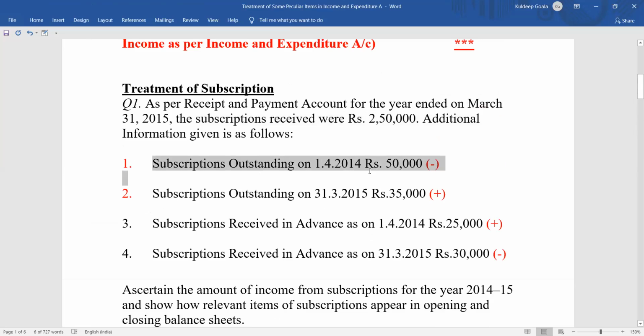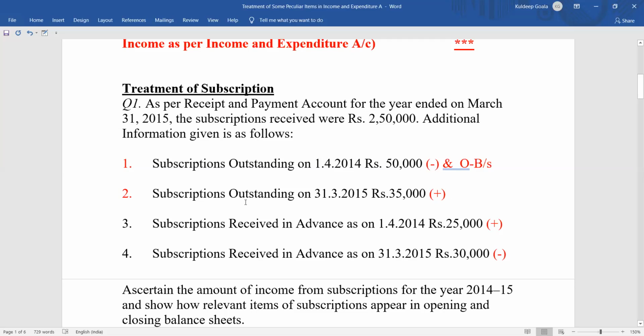Subscription outstanding on 1/4/2014. So it is last year's outstanding, right? So last year's outstanding means it will come in the opening balance sheet. Opening balance sheet. Okay, because it is last year's outstanding, मतलब last year का पैसा जो receive करना बाकी था, तो ये last year का asset था, इसी के लिए opening balance sheet.